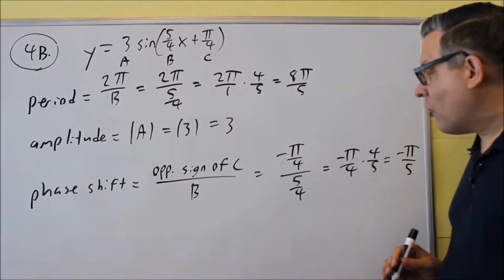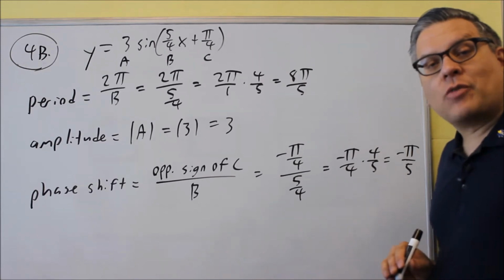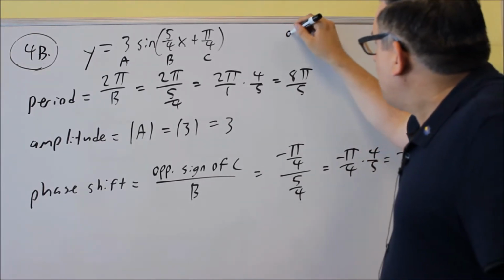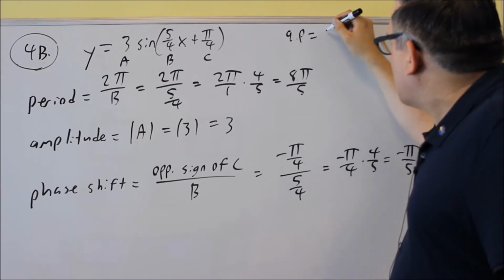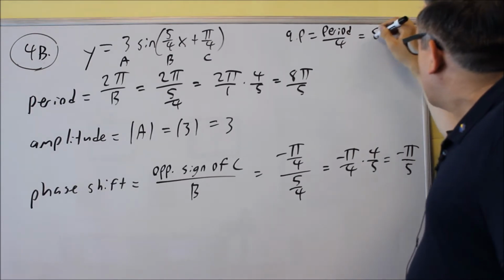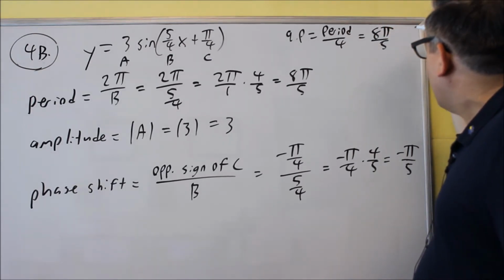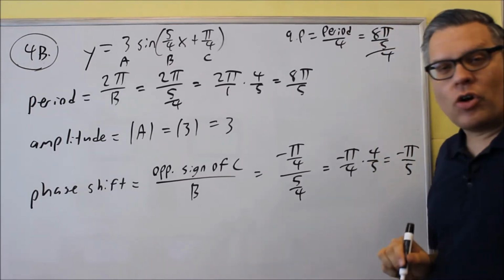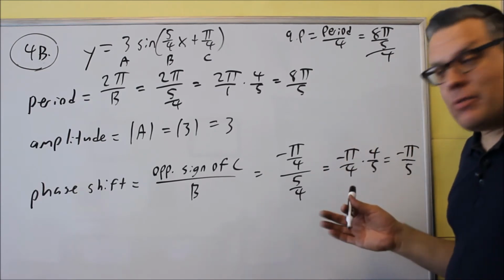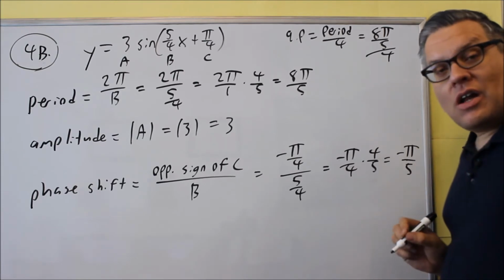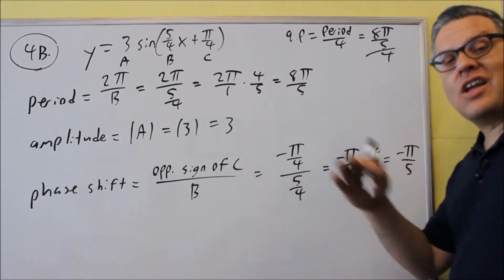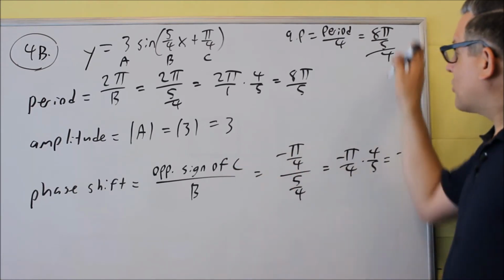Now, as I mentioned before, one more thing that you want to find, which will make it easier for graphing, is the quarter point. I'll do that up here. QP, quarter point, is equal to the period divided by 4. In this case, we're doing 8 pi over 5, and we're going to be dividing this by 4. This is going to tell you how much you have to add to find the next key point. We know the first one's going to be negative pi over 5, but we have to keep adding a certain number to get the next key points. And that's going to be this number here.